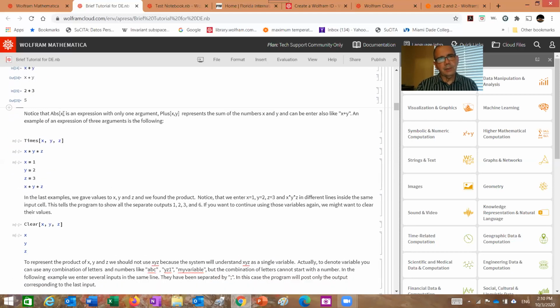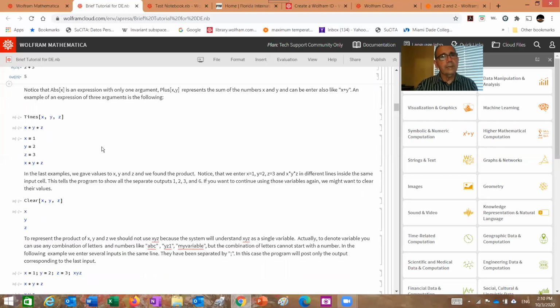Notice that absolute value of x is an expression with only one argument. Plus of x comma y represents the sum of the number x and the number y. That can also be entered in this way, x plus y. We can have an expression with more than one argument.